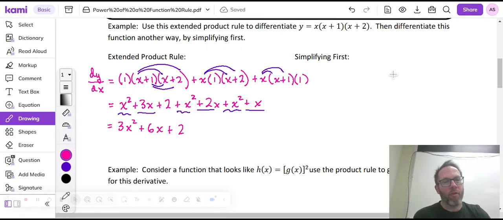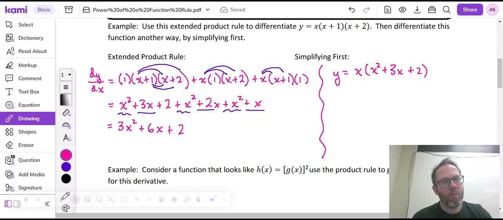I asked you guys if that was good. I didn't really need to. We could check our answer, and since we have the time and the space, let's check our answer by simplifying first. So if I were to take the original function, and let's do x plus 1 times x plus 2, that would be x squared. 1x and 2x is 3x. 1 times 2 is 2. I'm just expanding the first one.